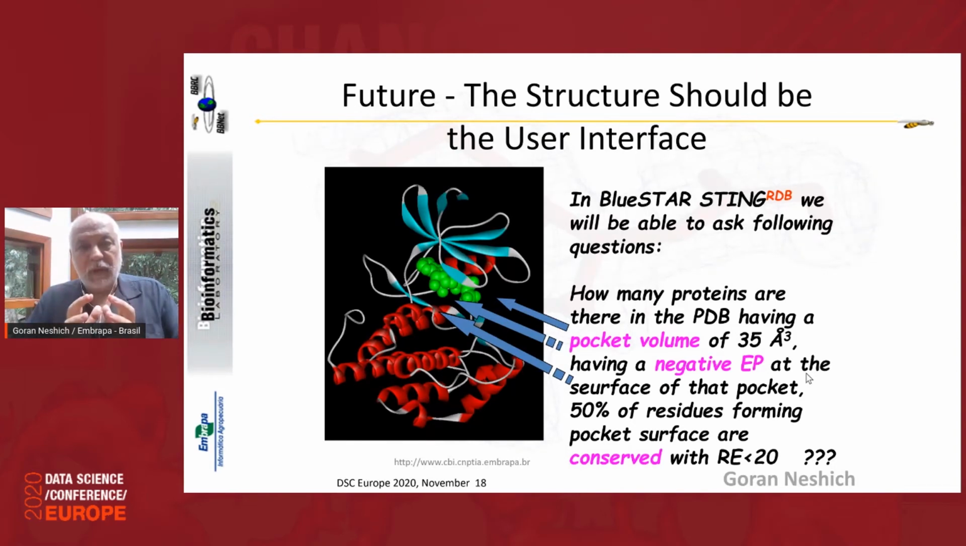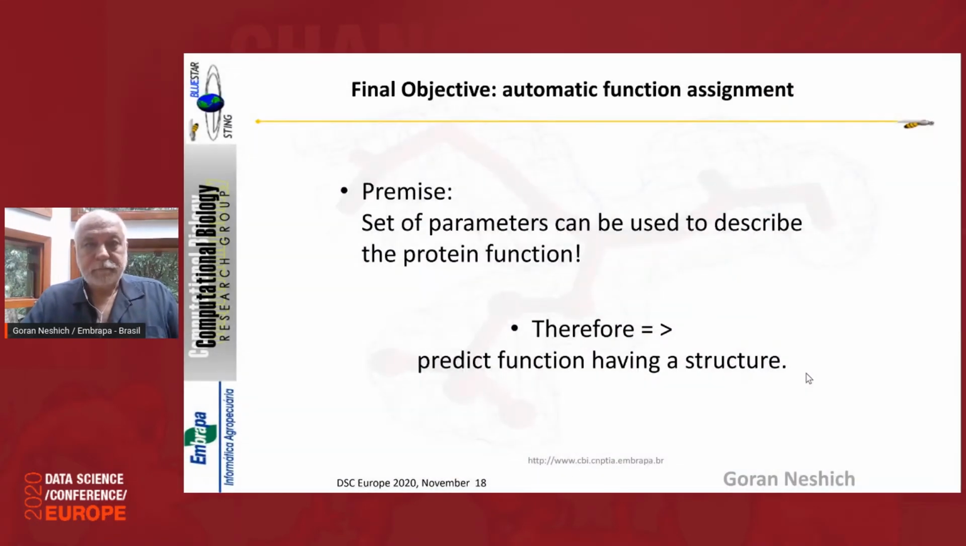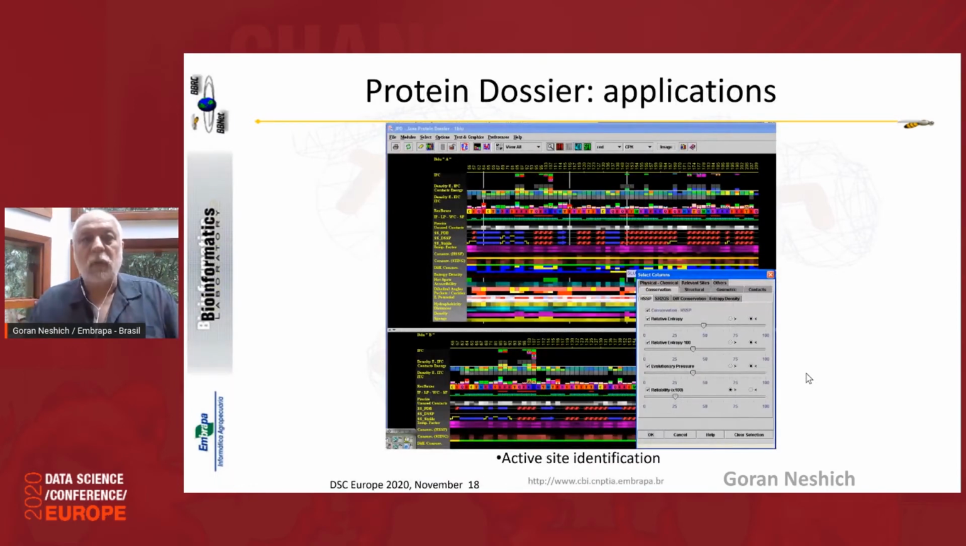That subset would be capable of interacting with certain drugs, and that's knowledge based on data. But the hypothesis is that we do have a certain reduced set of parameters that define this pocket. Okay, so our premise, as I said, is that a set of parameters can be used to describe the protein function. Therefore, we can predict the function having the structure. And here's how we do that.